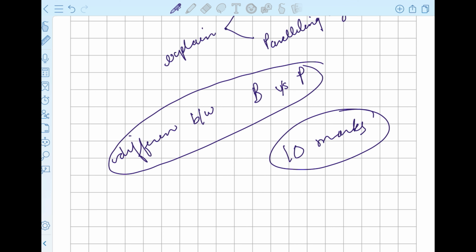So in the next video, or maybe in a reel, I'll be giving you my handwritten differentiation between these two techniques, the bisecting angle technique and the paralleling angle technique.